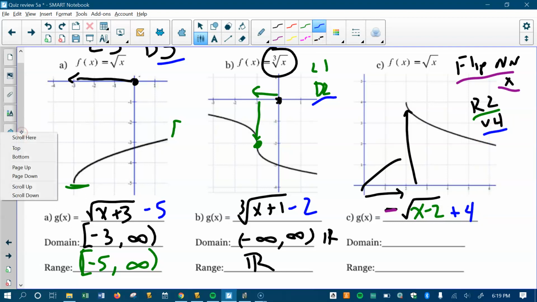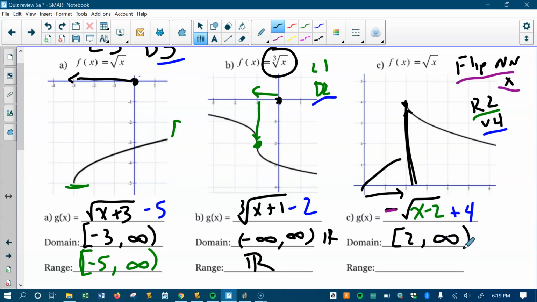Your domain. Well, we need the leftmost x or the rightmost x. The leftmost x is going to be 2. The rightmost x, well, there is no rightmost x because the graph keeps going, so that's infinity. The range, we need the lowest y value to the highest y value. The lowest y value looks like, again, the graph keeps going, dropping, so it looks like this is negative infinity, parentheses on infinities, and the highest y value looks like it's 4.